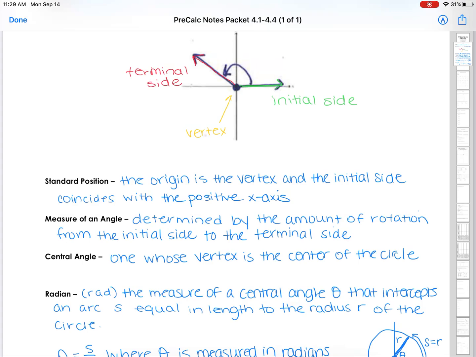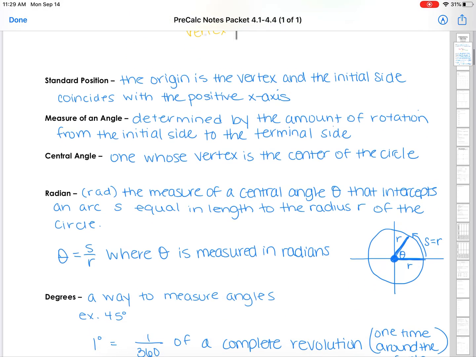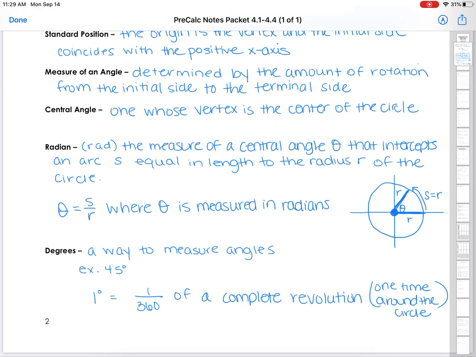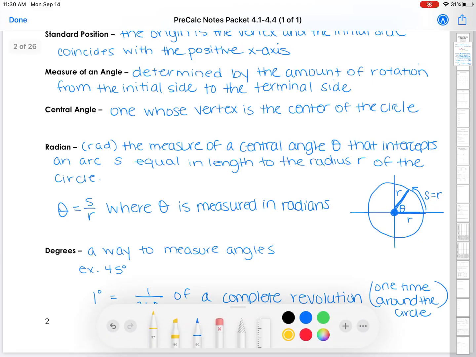These angles can be measured in two ways. We have radians or we have degrees. So a radian is the measure of a central angle that intercepts an arc S, we call it S, the arc length, equal in length to the radius R of the circle. So the arc really is the same length as the radius. In a circle, we will find that there are 2 pi radians in total, so that's a little bit over 6. One full revolution is going to be 2 pi radians. We don't need to write RAD, but if you did want to abbreviate, that would be the way. It's understood to be in radians unless we put the degrees bubble.